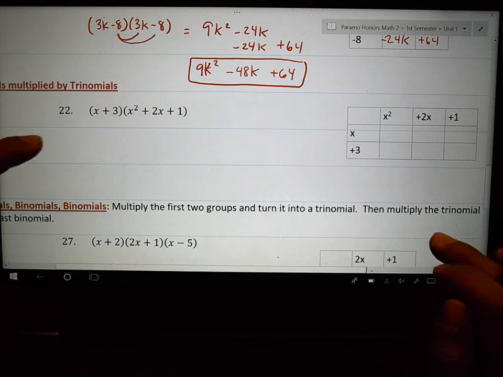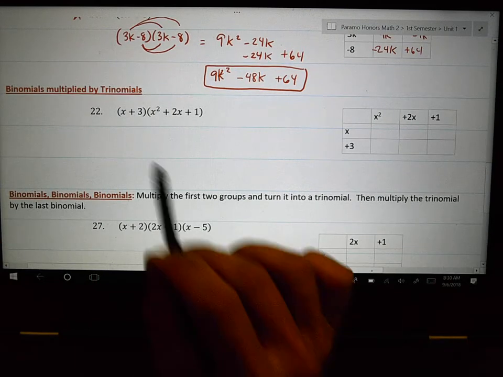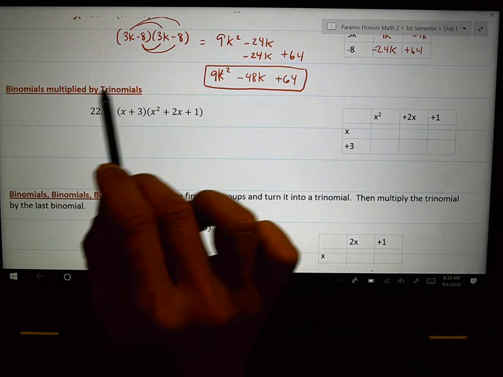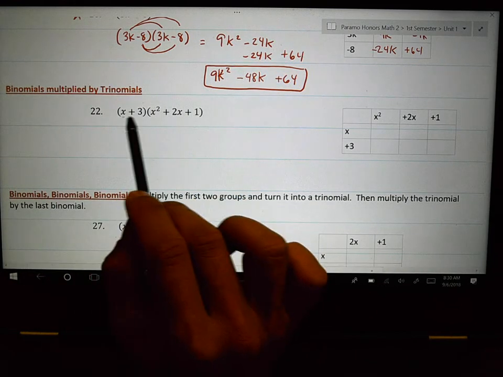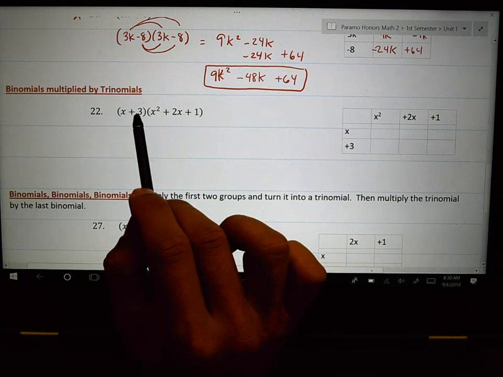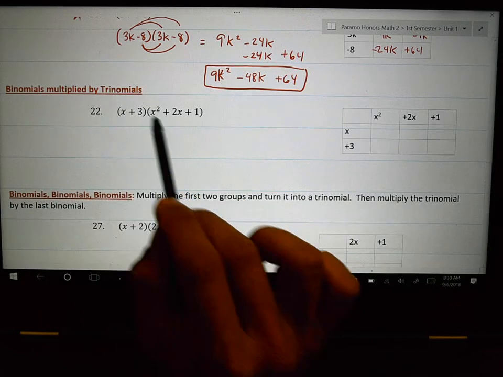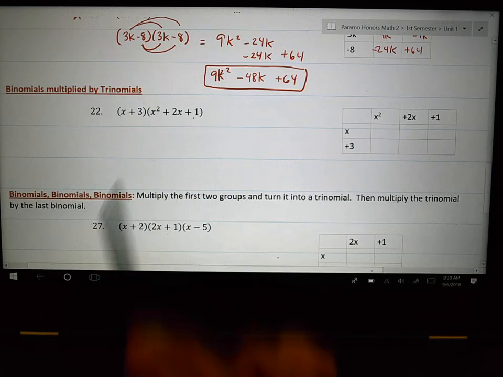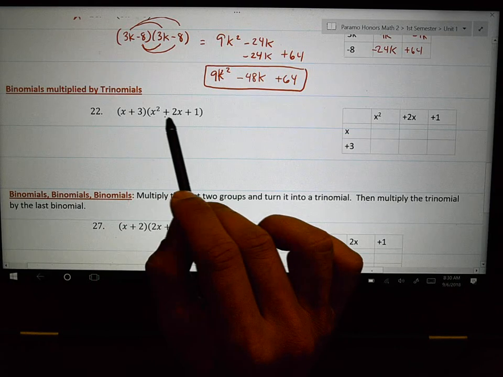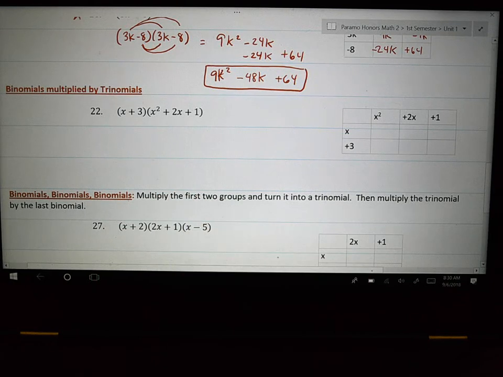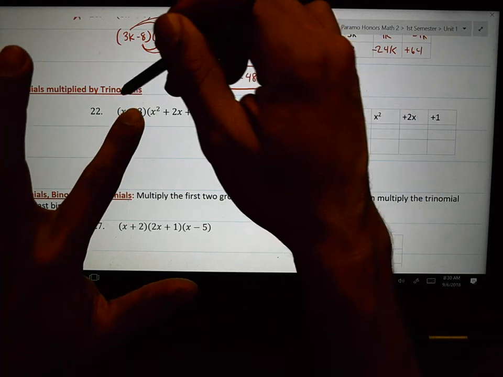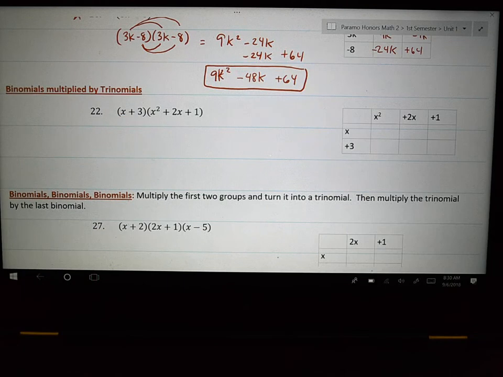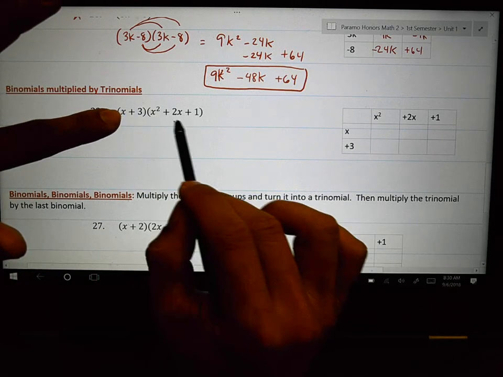How do they get bigger? What happens if you have a binomial multiplied by a trinomial? Here's a binomial, 2 terms, multiplied by a trinomial, 3 terms. It's called a trinomial because this polynomial has 3 terms. If the polynomial has 2 terms, it's a binomial, and so on. You can do the distributive property from the x, then do the distributive property from the 3, and that's pretty much what I do.